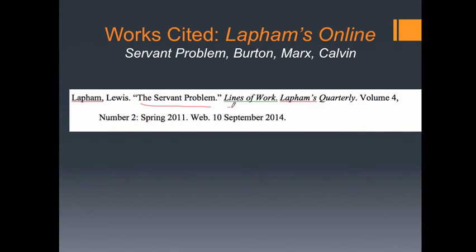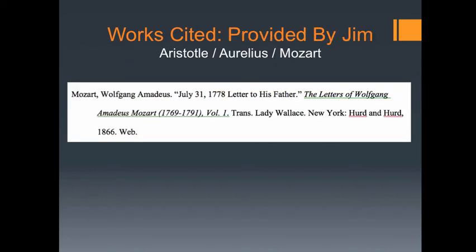Here's the name of the journal, which is Lines of Work, Lapham's Quarterly. Lines of Work was a particular edition. And then there's the edition information, so you know when it was published. And then the key thing is that we got this material off the web, and we include the date that we found it on the web. That's really important because you're covered then if that changes later. You found it on this date. If it changes later, that doesn't matter.